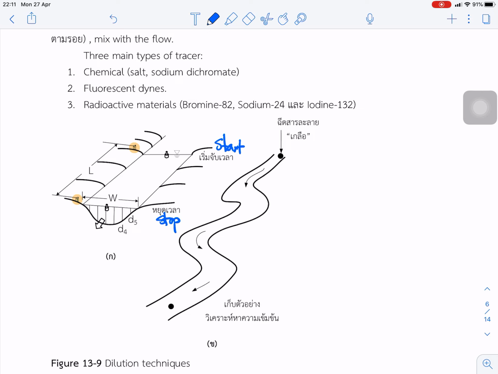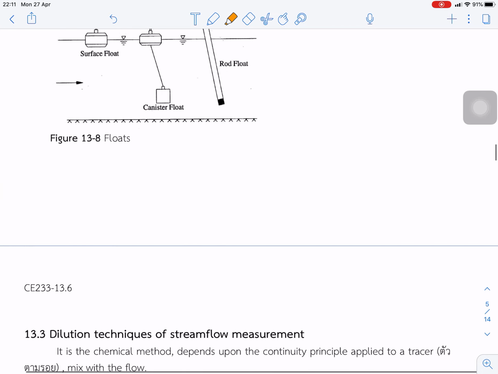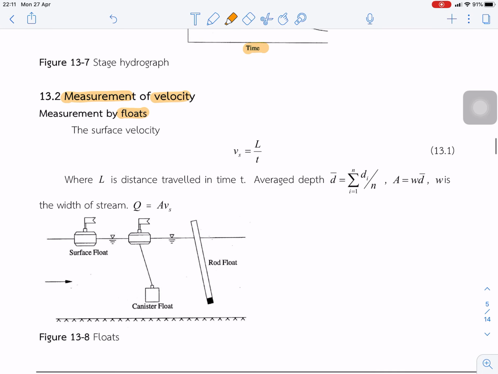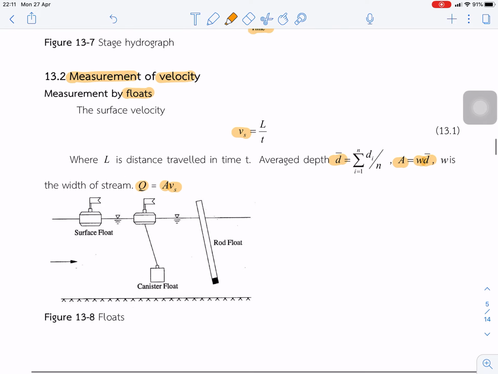For the area, we can measure the depth of the canal and take the average depth times the width. We can then know the flow area. Based on this, the velocity of flow is length divided by t, we can find the average depth, the area is equal to width times average depth, and Q is equal to area times average velocity.